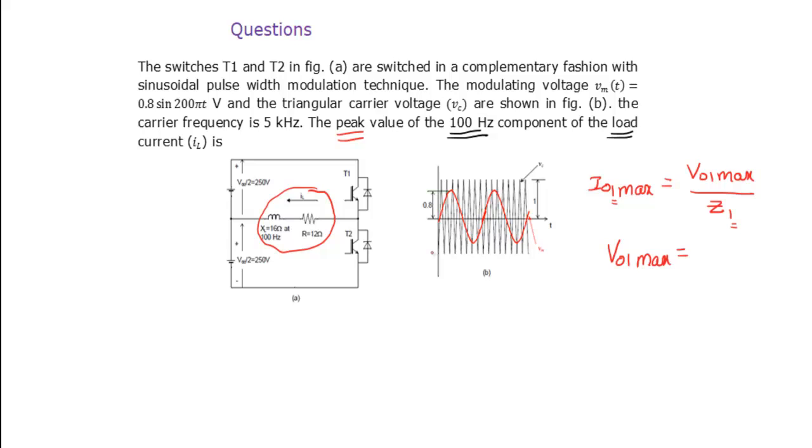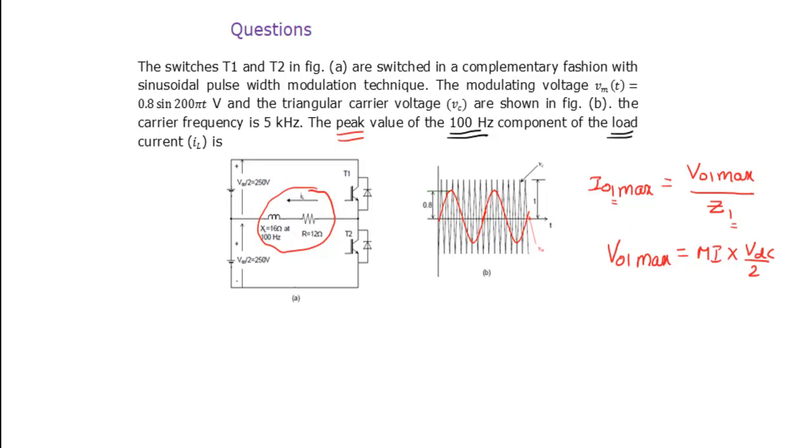sinusoidal PWM technique. What is that? That is nothing but the modulation index multiplied by VDC by 2, that is, the complete source voltage divided by 2, because it is a half-bridge inverter. So you can substitute now and get that. Z1 you can calculate from here and substitute here, and you can get the answer.